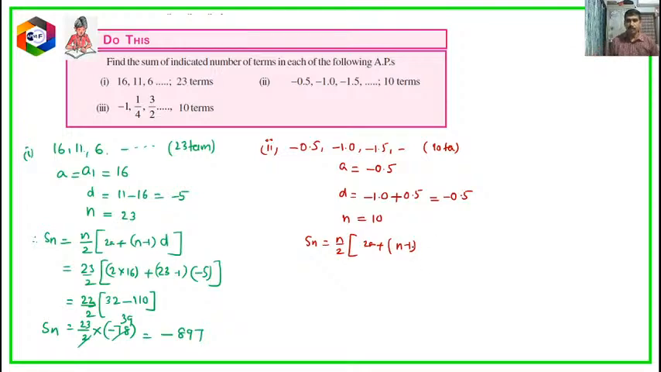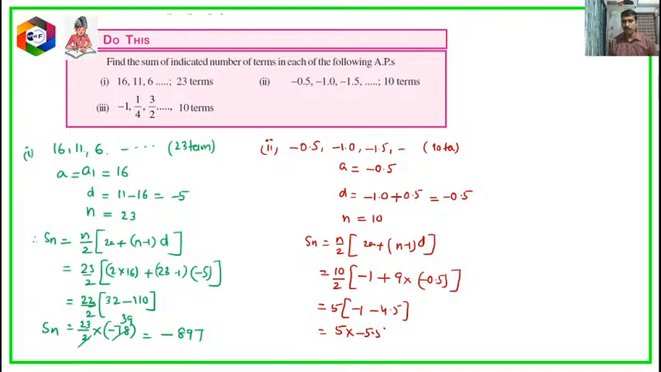Yes, so N by 2 into 2A plus N minus 1 into D. So N is 10 by 2 into 2A, 2 into minus 0.5 is minus 1, plus N is 10 minus 1, 9 into minus 0.5. So this is 10 by 2 is 5, minus 1, 9 5s are 45, so minus 4.5. So overall this is 5 into minus 5.5. 5 5s are 25, 2 carry, 5 5s are 25 plus 2, 27. So minus 27.5 will be the answer.